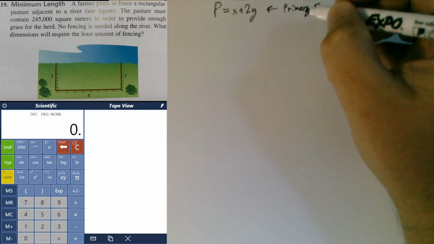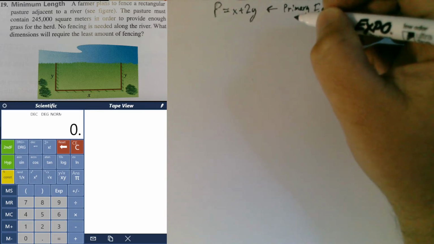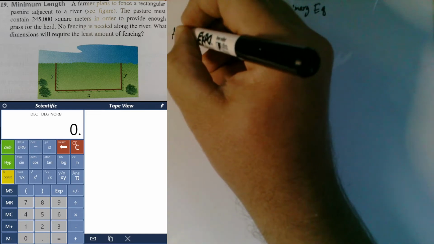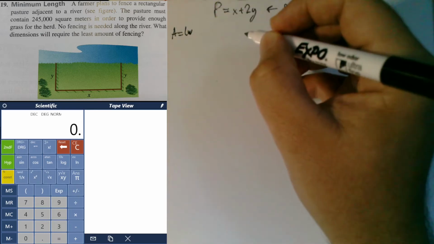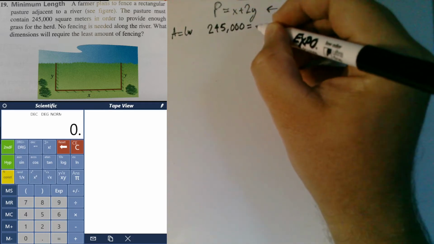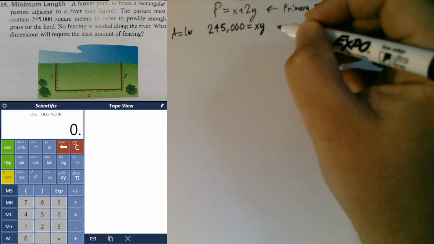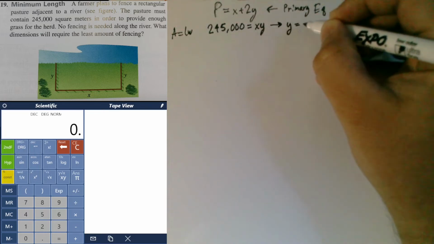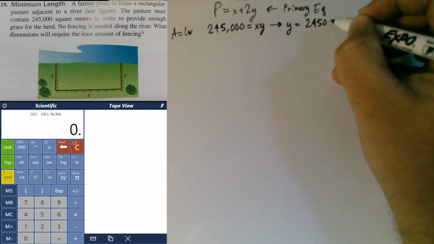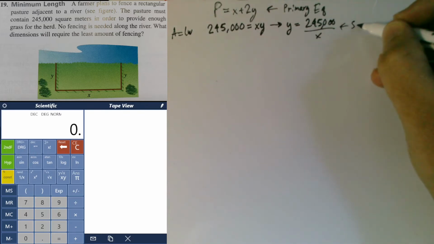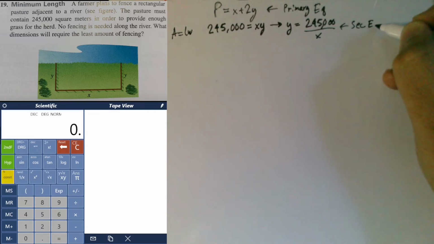Our secondary equation is going to be dealing with the area. They tell us the pasture must contain 245,000 square meters. So every rectangle we know is length times width. The area they give us here is 245,000 equal to x times y for length times width for this rectangle. We can now solve this for y, and we get 245,000 divided by x. This is our secondary equation, also known as the constraint.